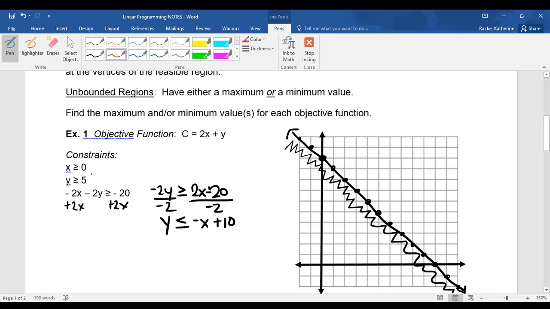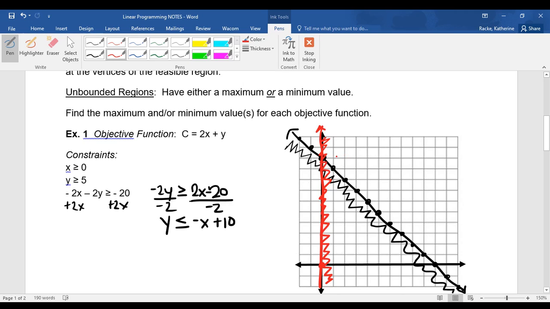Let's go ahead and do the next two. So x is greater than 0. So if x is greater than 0, here is 0 at x. So my line is going to be a vertical line, just going straight through the origin. It's a solid line because it's equal to, and x is greater than, so I'm going to be shading it on this side.